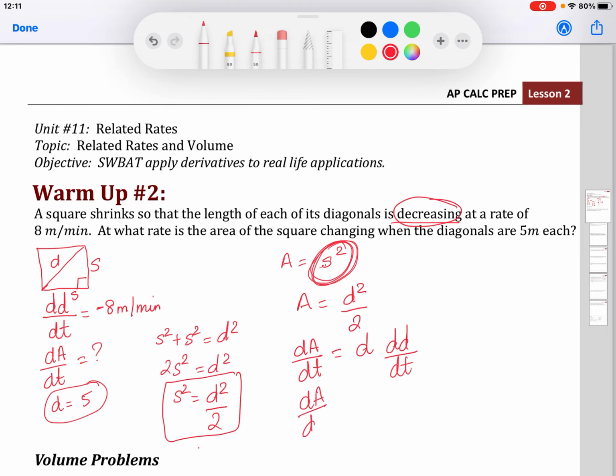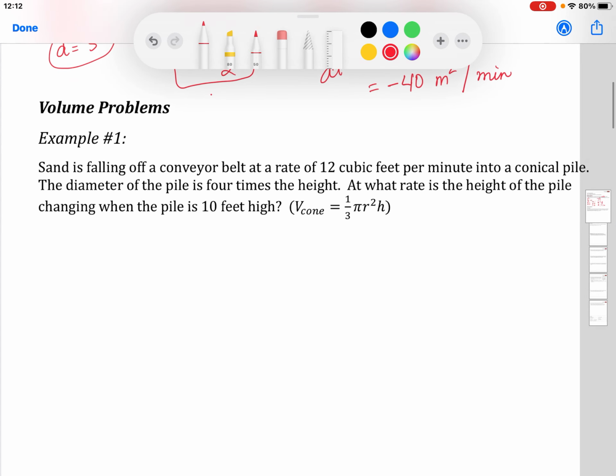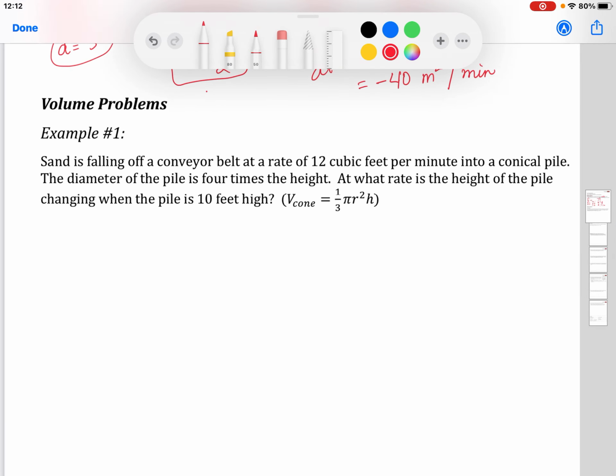So now substitute in. So my d is what? 5 times -8, which is -40. And since area is squared, so meters squared per minute, right? So the negative is just telling me that the area is also shrinking, right? That's what the negative and positive means.